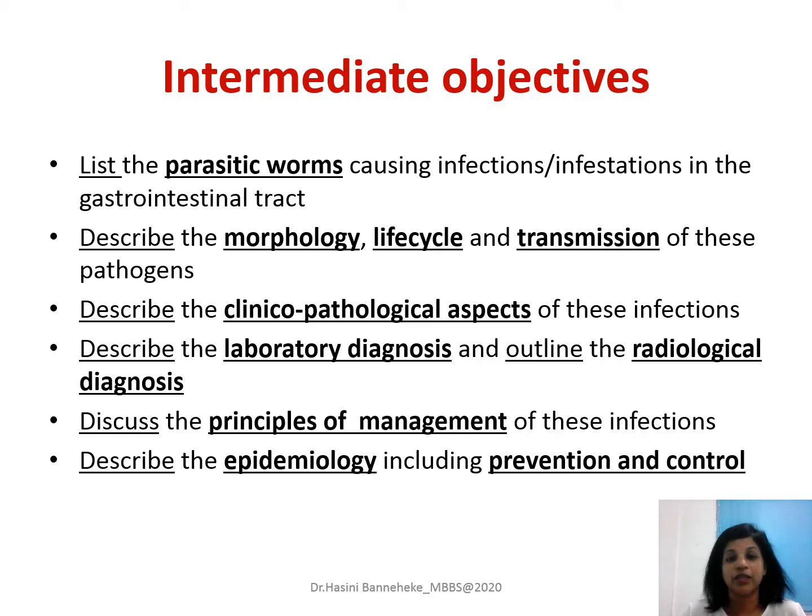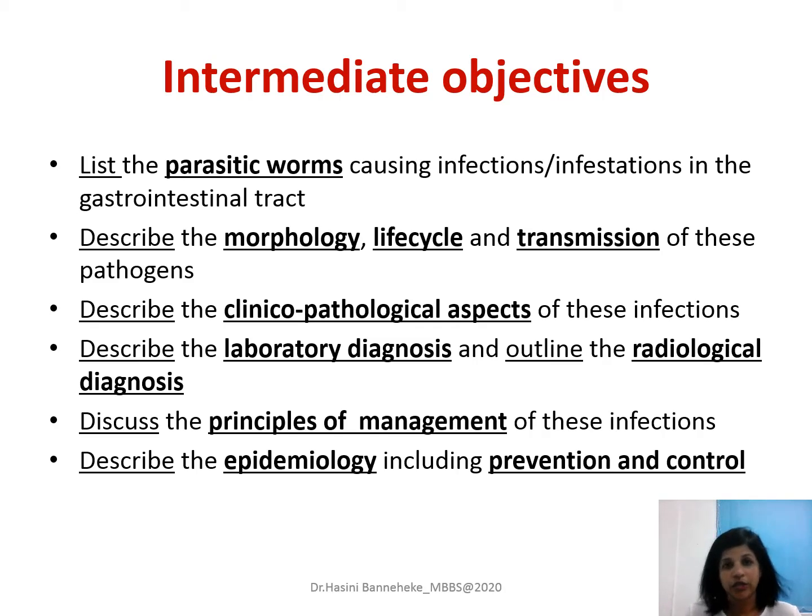So let's see what are the intermediate objectives. At the end of this lecture series on cestodes, you should be able to list the parasitic infections, that's cestode worms causing gastrointestinal tract diseases in humans. And also you should know their morphology, the life cycle, and how they are being transmitted to humans. And also you need to know the clinical manifestations caused by those parasitic infections, as well as the pathological impact by those parasites to the human body.